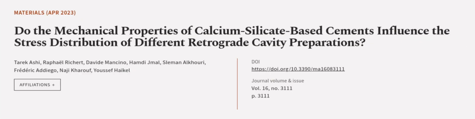1.9. This article was authored by Tarek Ashi, Raphaël Richert, Davide Mancino, and others.